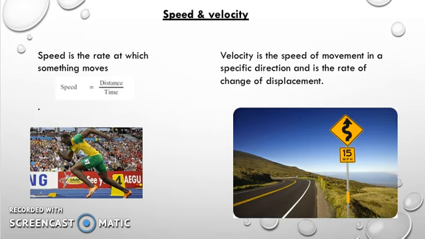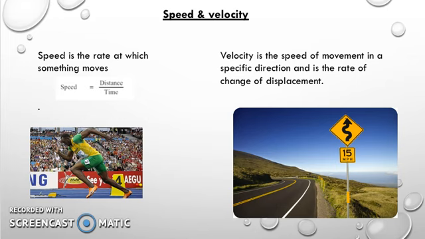Speed and velocity. Speed is the rate at which something moves. You use speed in basketball when your team has won a defensive rebound and the center passes to the point guard and you take off down the court to score.